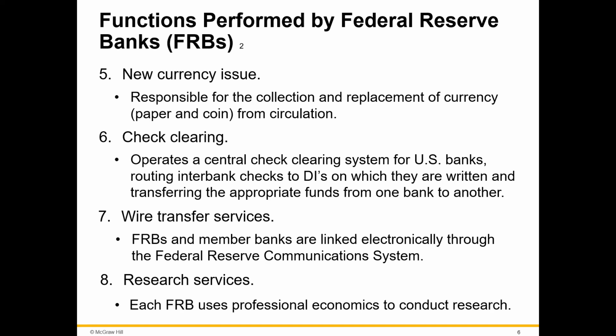Wire transfer service: FRBs and member banks are linked electronically through Federal Reserve communication systems. So just like it sounds, wire transfers are electronic, and so it goes through the Fed and the communication systems. Research services: each FRB uses professional economists to conduct research. So they do hire economists, people with economics degrees, and they conduct research because it's important to understand what's going on in the economy for them to make those decisions that influence the economy.